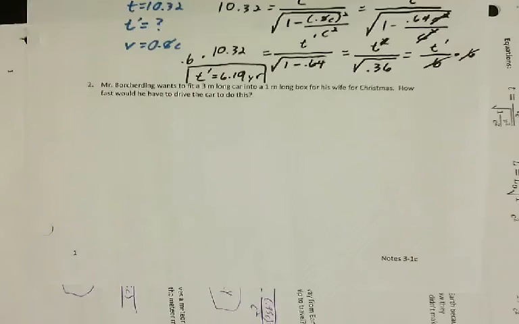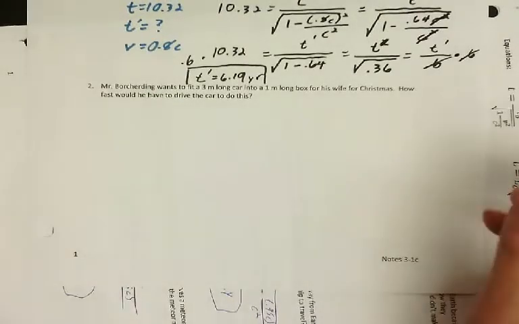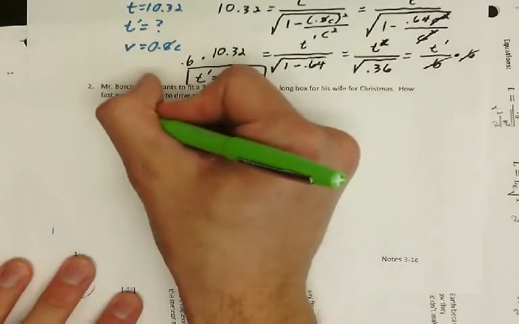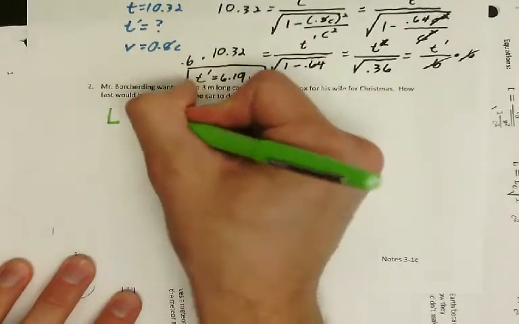Mr. Borcherding wants to fit a 3-meter long car into a 1-meter long box for his wife for Christmas. How fast would he have to drive the car to do this? So, first things first, let's remember what all these things stand for, mostly L and L prime.